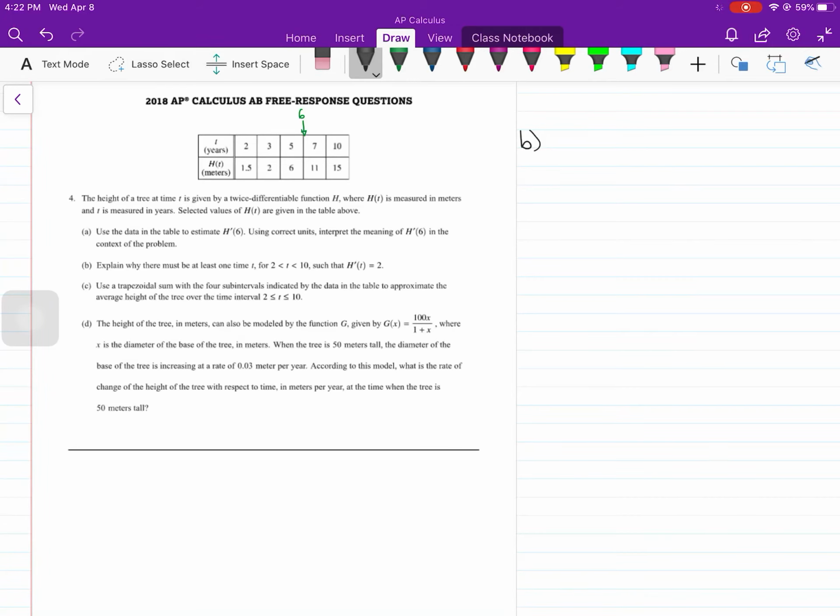Let's take a look at part B of this. So we need to explain why there must be at least one time in which the derivative equals 2. So somewhere on this interval from 2 to 10, there needs to be one time the derivative equals 2. When you run into a problem like this, where they're saying the derivative needs to equal something at least one time on an interval, this is talking about the mean value theorem.